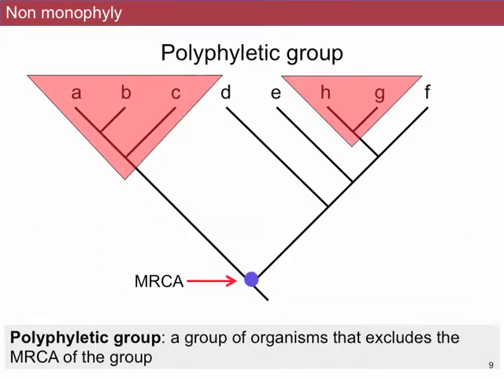And then a polyphyletic group is when you have a grouping of organisms that doesn't even include their common ancestor. So flying organisms, like I was saying before, might include the common ancestor of bats and the common ancestor of birds, but not the joint common ancestor of all birds and all bats. And that's a polyphyletic group.